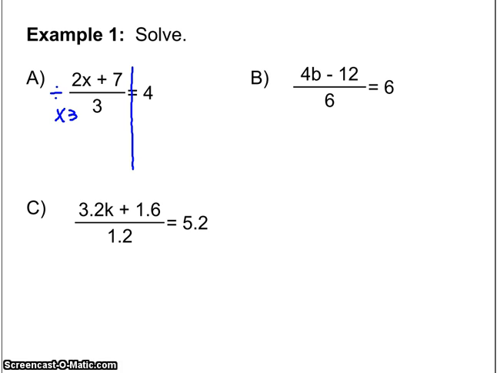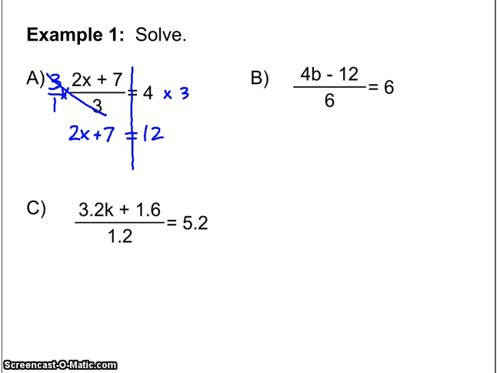And let me write this up here. When I multiply this by 3, again, it kind of looks like this. They cancel each other out. And remember, if I multiply one side by 3, I must multiply the other. So now I have canceled out my denominator, and I'm left with 2x + 7, and then 4 times 3 is 12. And I follow my two-step equation steps now.